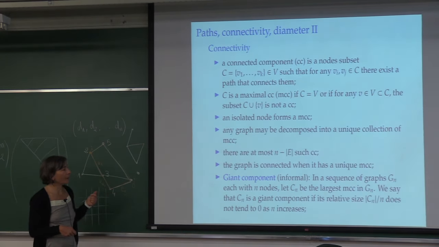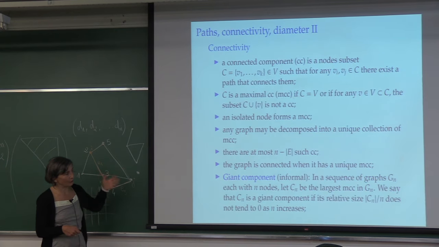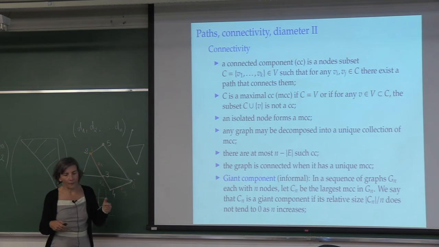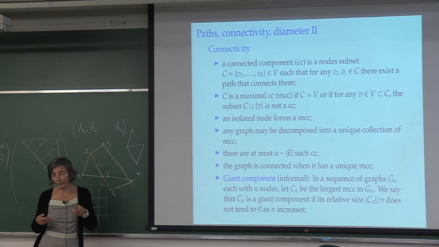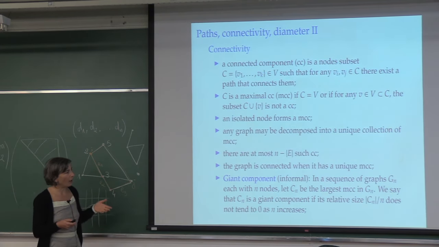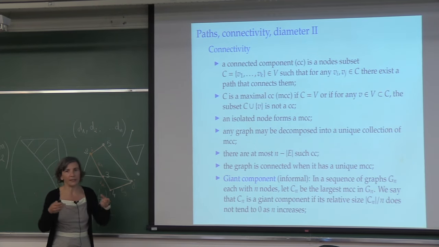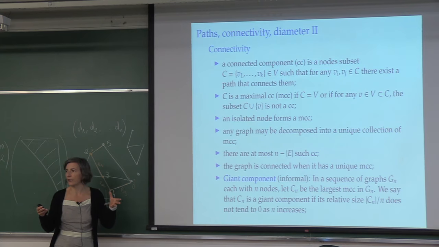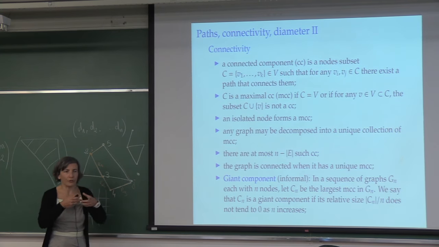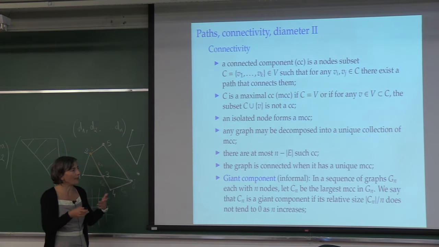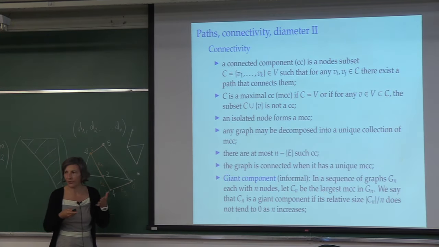And in the physics literature, and also from a mathematical point of view, this has been studied. People have shown that in some specific settings, you can see the appearance of a giant connected component, meaning that you look at the way the sequence of graphs is behaving, and for some probabilities, you have this giant component that appears.